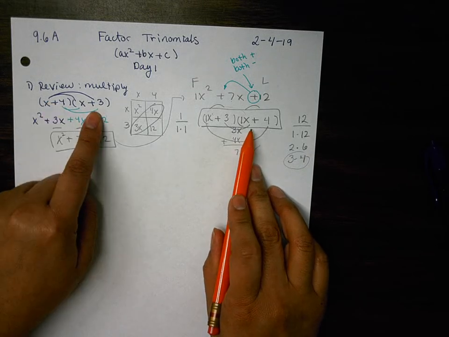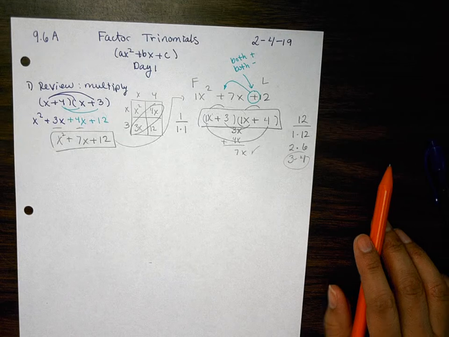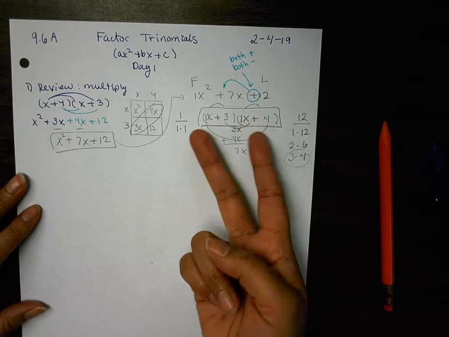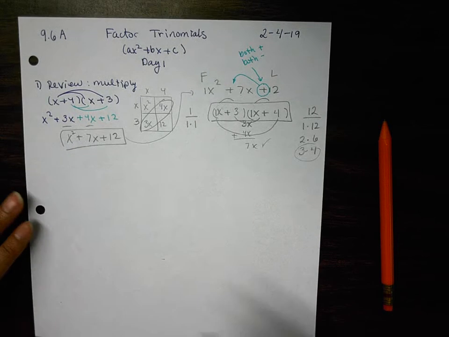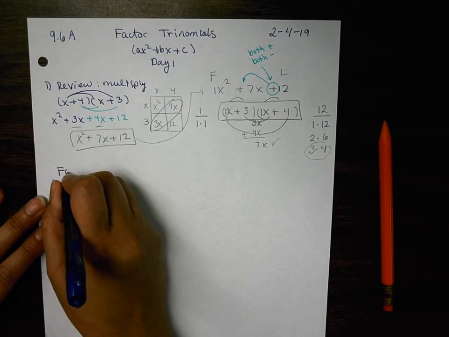Do you agree that's what I started with over here? Now, I had plus 4 plus 3. My answer is plus 3 plus 4. Does it matter? No. Multiplication is commutative. It doesn't matter. A times B is B times A.